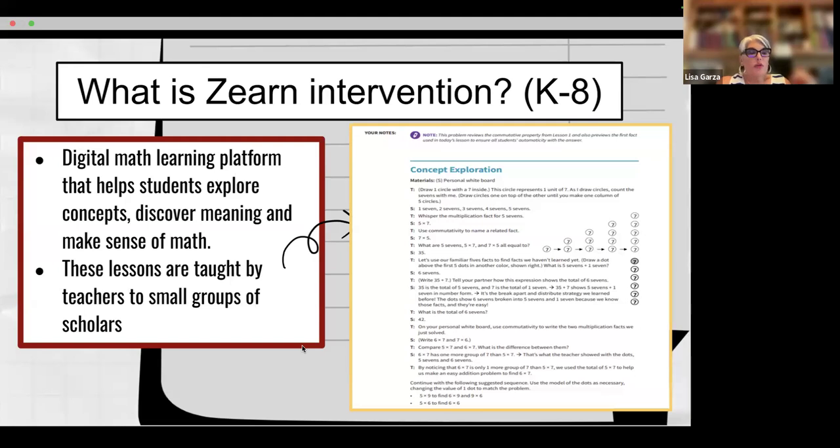So to support scholars with math skills, scholars in grades K through 8 who are below benchmark can receive differentiated small group instruction with lesson plans created by Zern. If you're a K through 8 math teacher, you will learn more about Zern intervention during your content week.